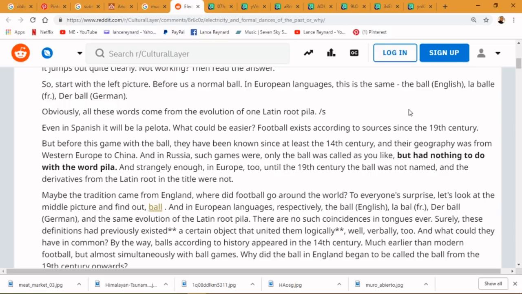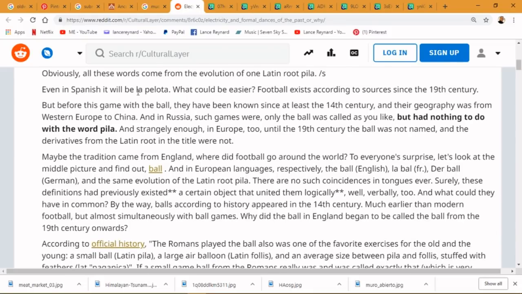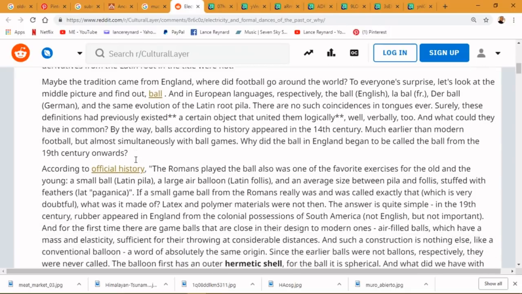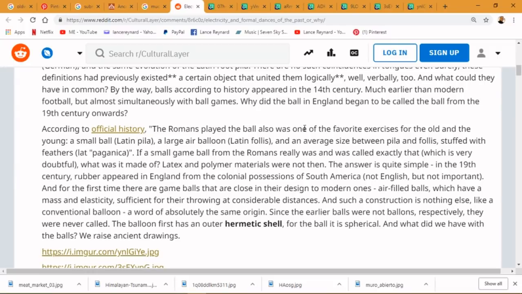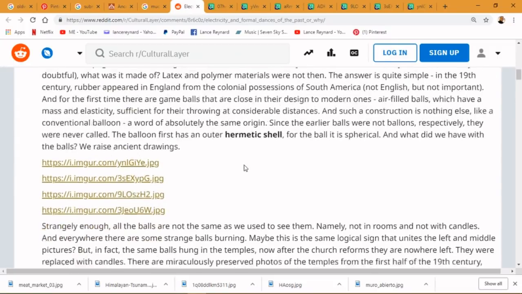Football exists, according to sources, since the 19th century, but this game with the ball, they have been known since the early 14th century, and their geography was Western. In the official history, the Romans played the ball after the favorite exercises, blah, blah, blah.